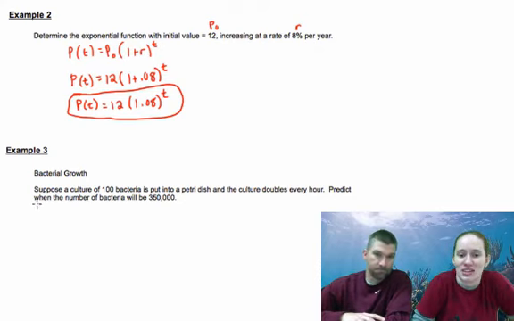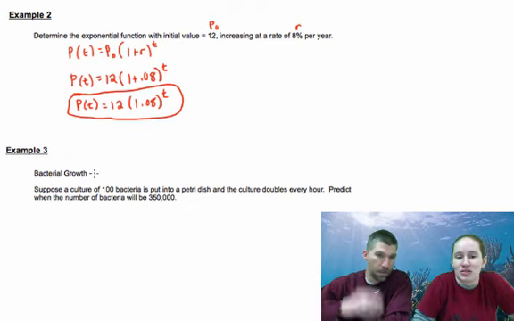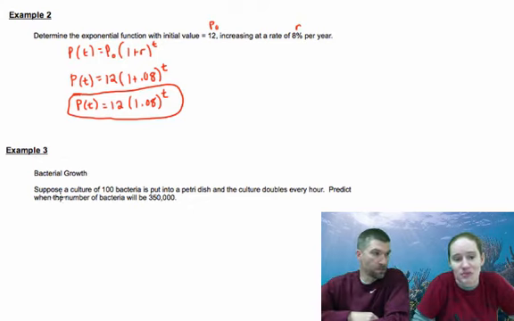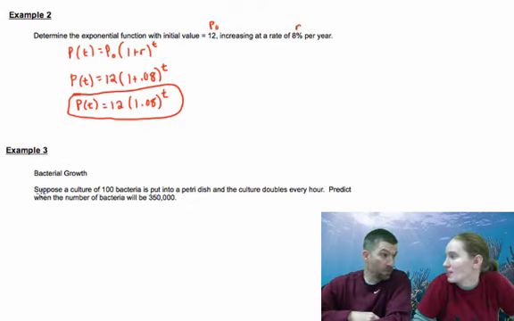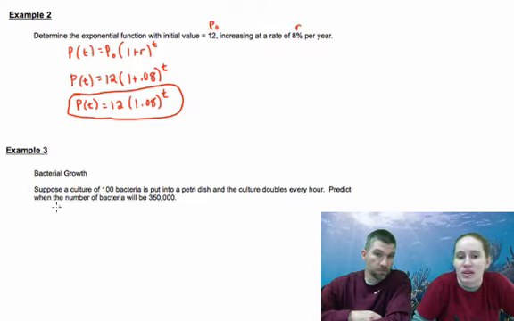Okay, example 3. We're talking about bacterial growth, which is modeled by an exponential function. By the way, this might show up in chem class maybe? It might. You never know. Or in Viro or something like that. Something sciencey. Here you go, real life. Suppose a culture of 100 bacteria is put into a petri dish and the culture doubles every hour. Predict when the number of bacteria will be 350,000.